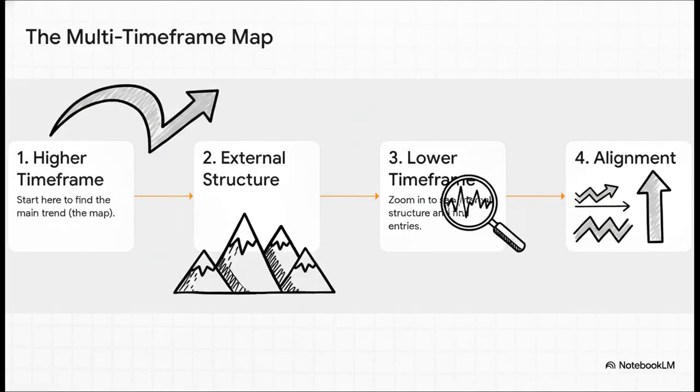Think of it like a map. First, you start on a higher time frame, maybe the daily chart. This gives you the main direction, the overall trend. The big, obvious swing points on this chart, that's your external structure. That's the real story. Then you zoom in. You go to a lower time frame, like the 15-minute chart, and you watch the little wiggles, the internal structure. And the magic happens when you find moments where the little story on the lower time frame perfectly lines up with the big story on your main map. That is a high probability trade right there.